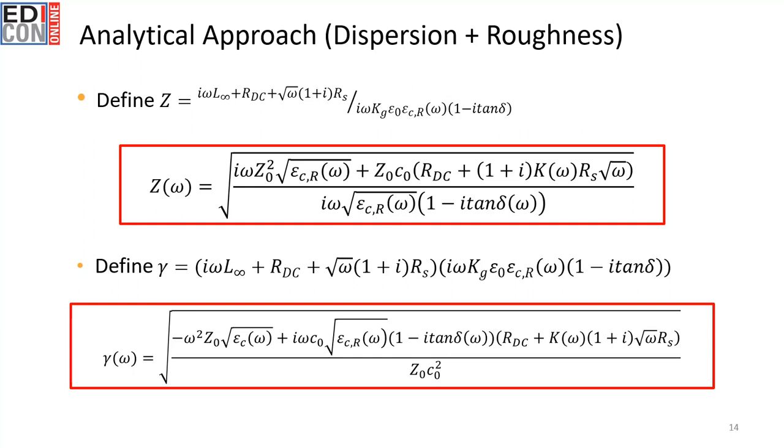And then just going in and doing a similar definition with the propagation constant, you get the bottom equation in the red box here. This bottom equation, again, includes all the important terms. And so now we have everything that we need to start doing some calculations.